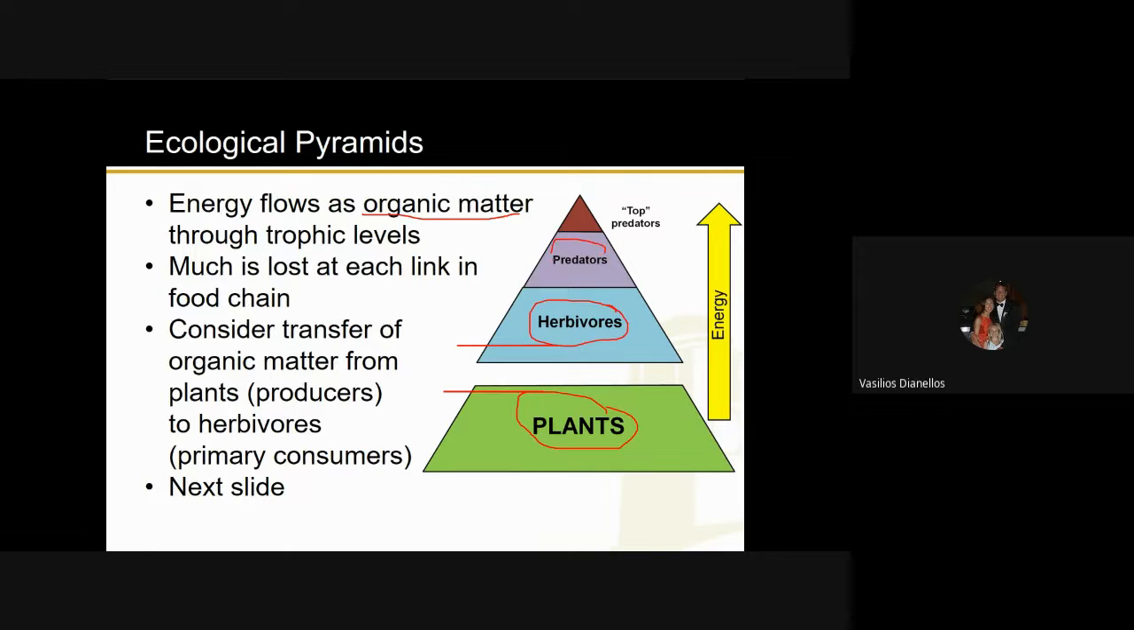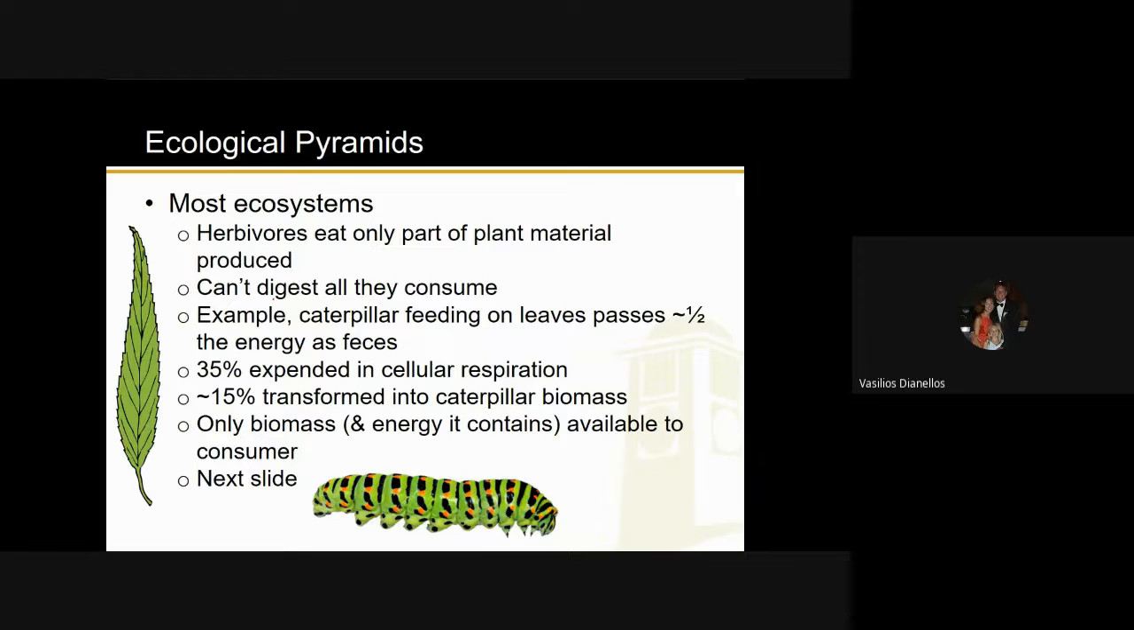And then those things eat the herbivores and so on and so forth. The important concept here is that every time you go from one step to the next, like here we go from primary producer to primary consumer, every time you go up, much energy is lost in each step. And your book gives an example here.